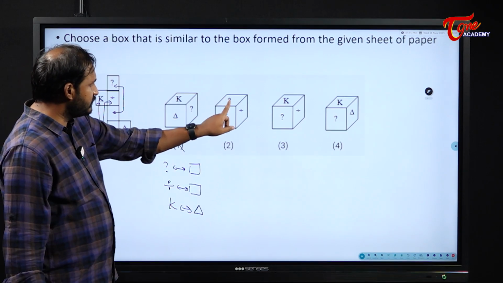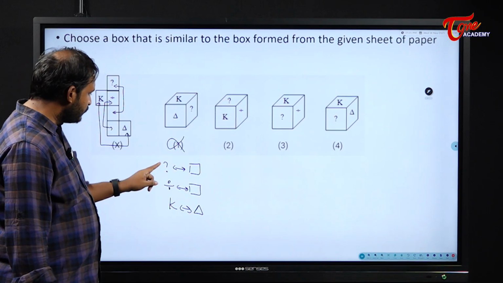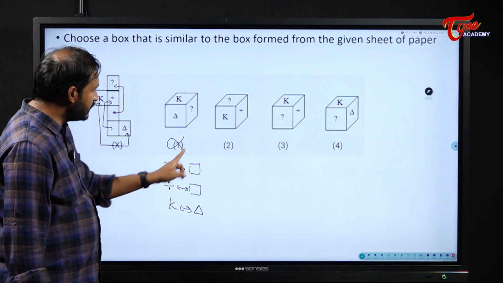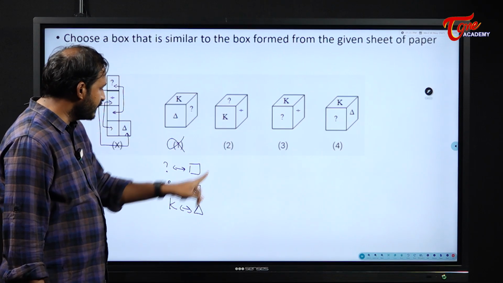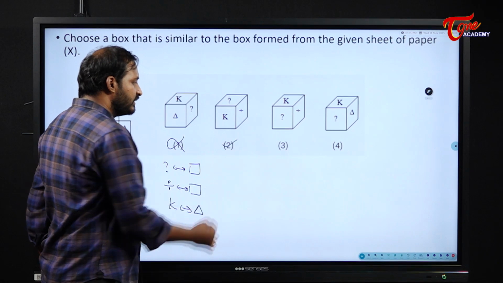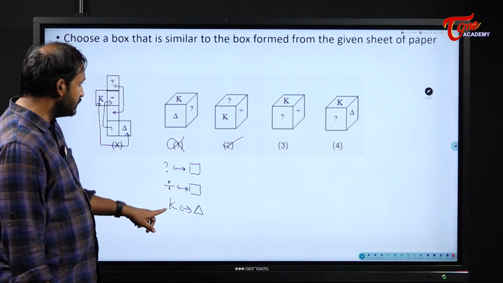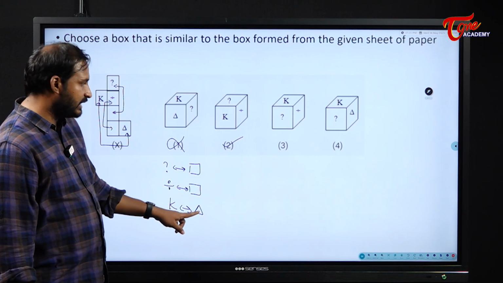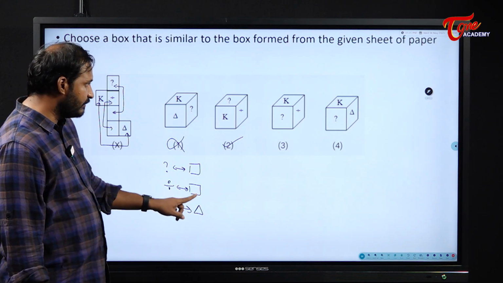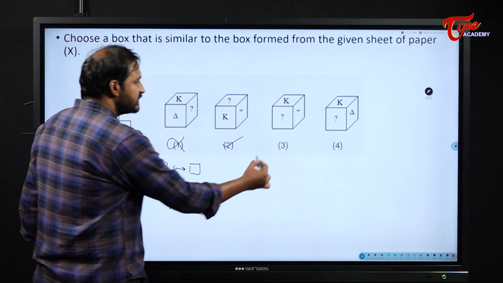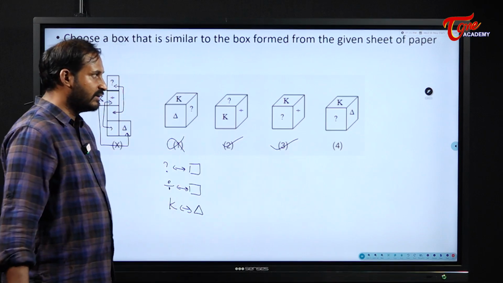Next, question mark, division and K. All three its opposite are empty, empty, empty and a triangle. So there is a possibility for the second one. Next, see the next one. K opposite to K is triangle, triangle is not visible. Next, division, empty space, question mark, empty space. So there is a chance for this one also, as that one is also correct.